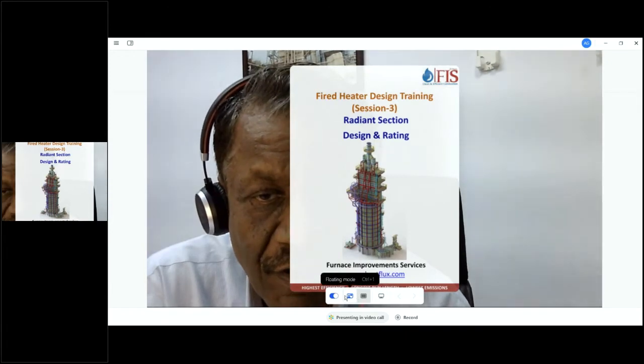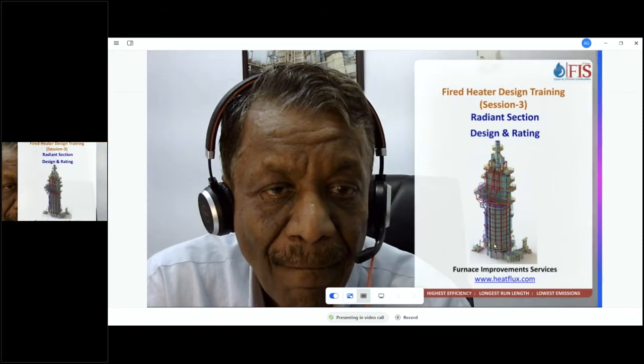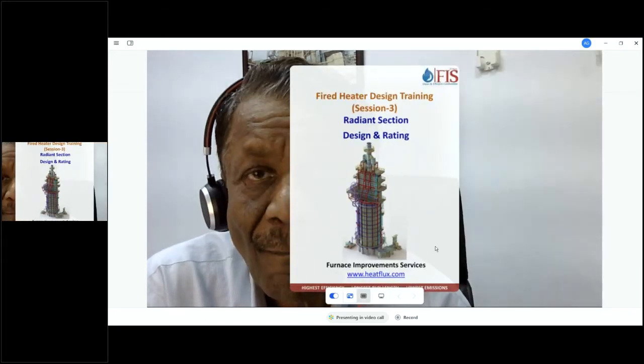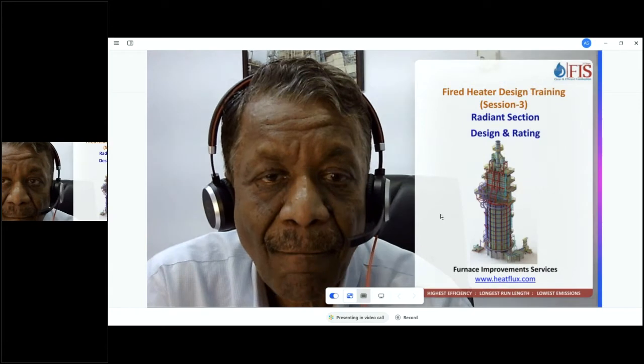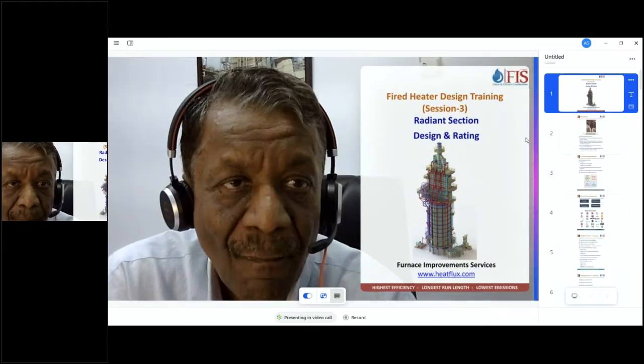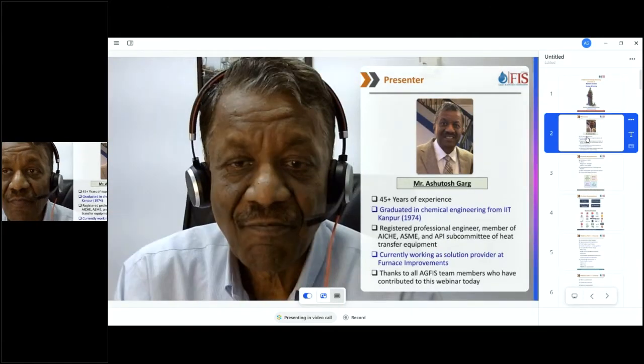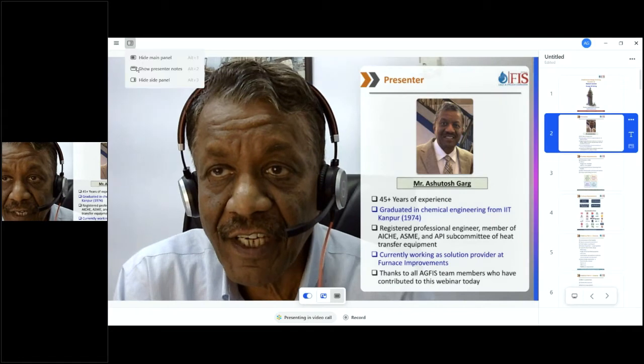Hold on just. Okay. I think let me see if I can get rid of side panel, hide side panel.